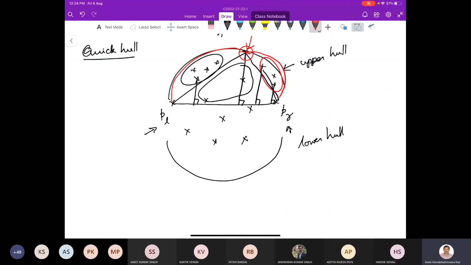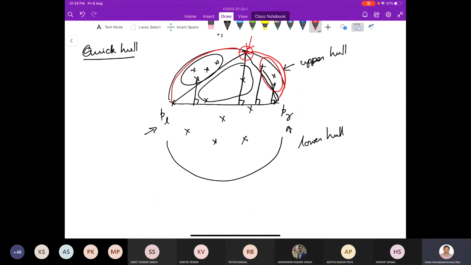Okay, so that can be found by finding the furthest point from the line PL PR. For the furthest point, we basically take the perpendicular distance from each point above this line to this line, and whichever has the highest perpendicular distance, we take that point as a point on the hull.